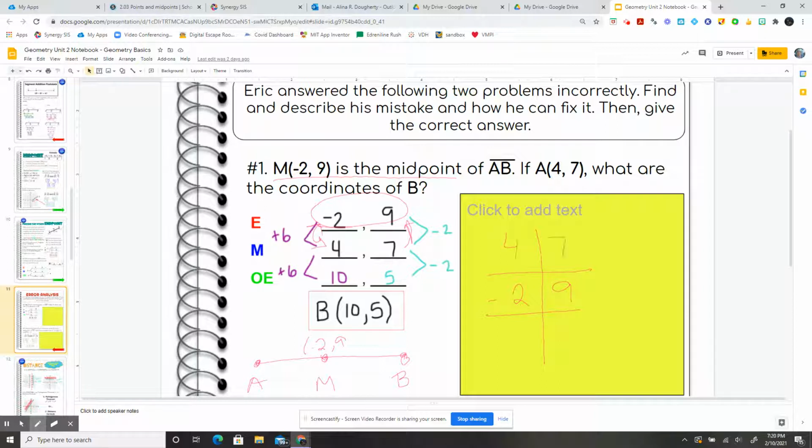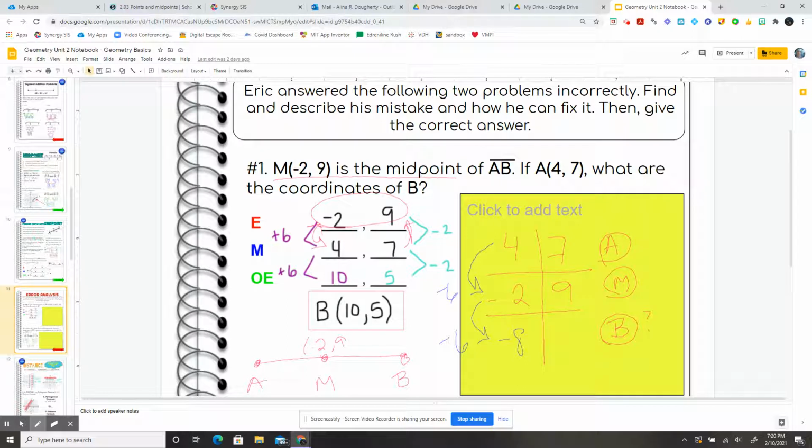So 4, 7. This is point A. This is point M. And then we're looking for point B. That's what we're looking for. So what are the coordinates? Well, we've got to figure out what the pattern is. To go from 4 to 2, that's -6. 4 minus 6 is -2. So if I subtract 6, and then I want to subtract 6 again, -2 minus 6 is -8.